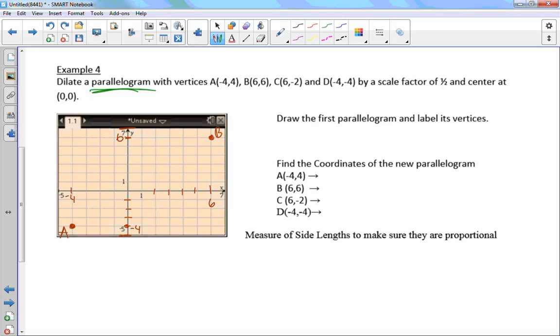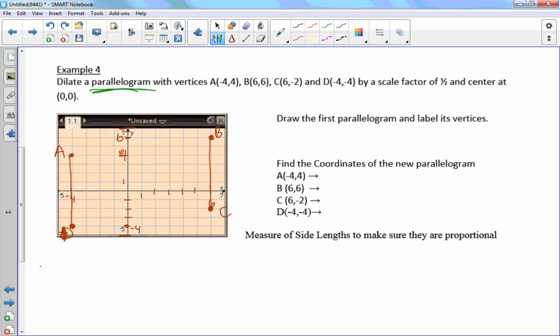What? No. So C is 6, -2. So right 6, down 2. And D is -4, -4. So left -4. Oh, okay, so this one's D. Sorry, the mouse was over it, so I couldn't see it. -4, 6, and 4. That's better. Okay, and you connect them, hopefully with straight lines.